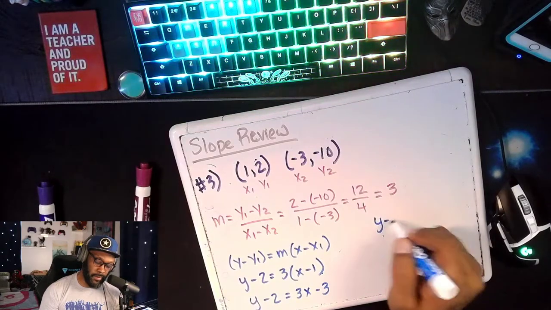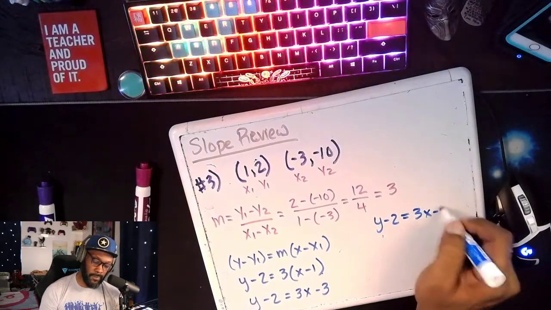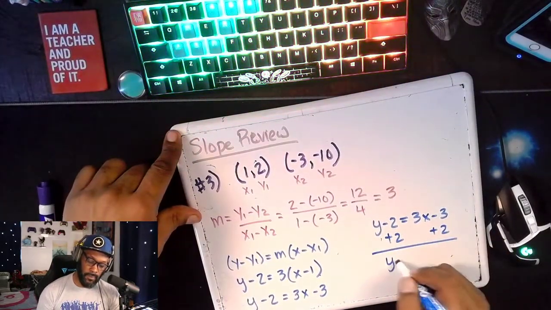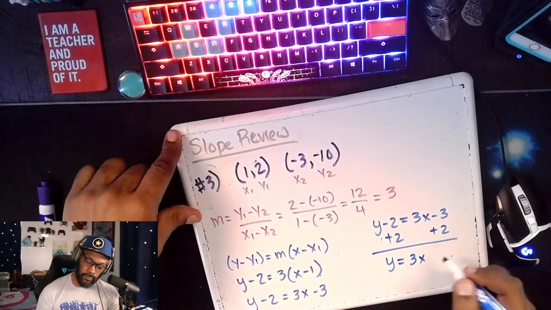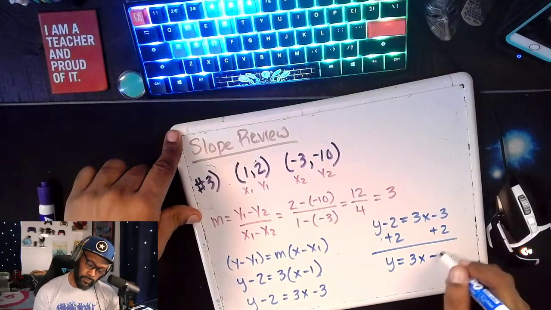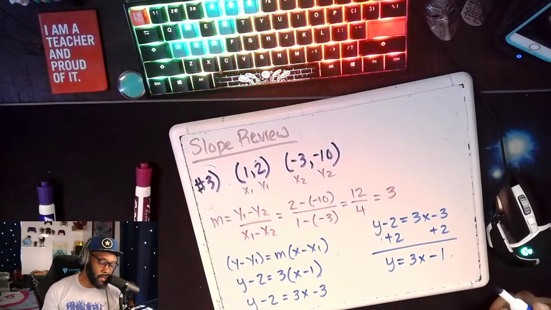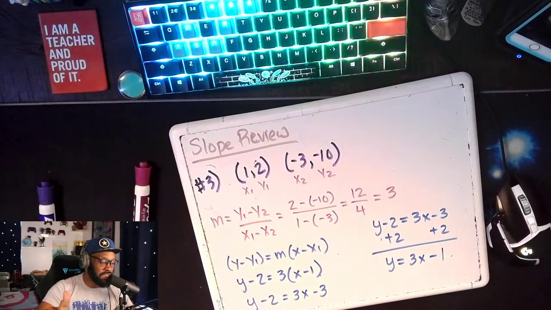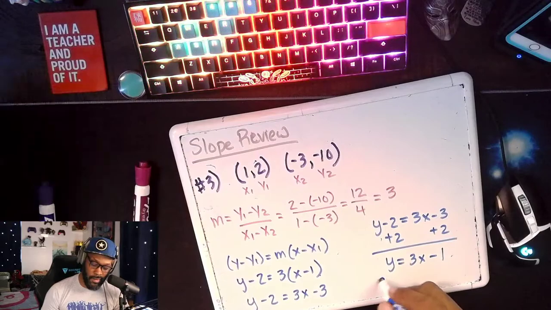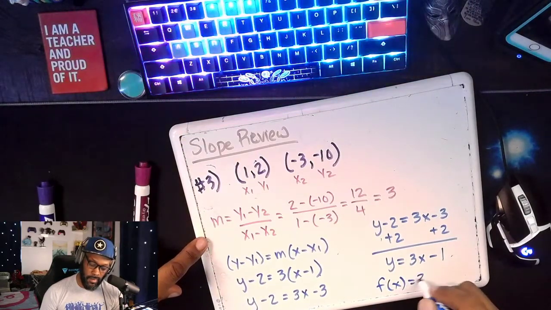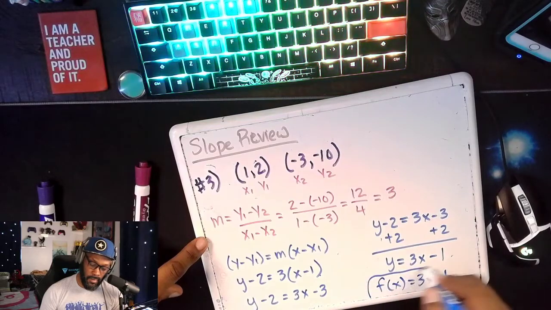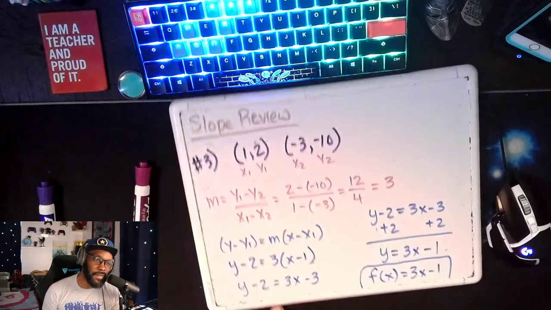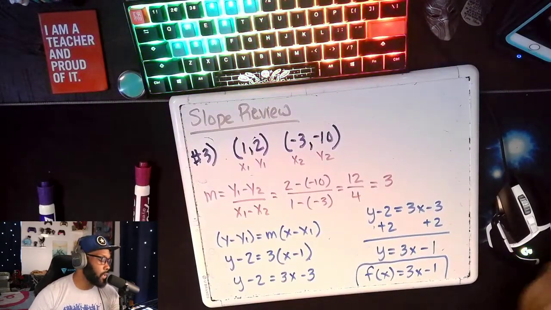I'm going to write that up here. And then there we go. We got to put that in the function notation. Can't forget that. Function notation would be, you got it. There you go. All right. So we're going to pause it right there.